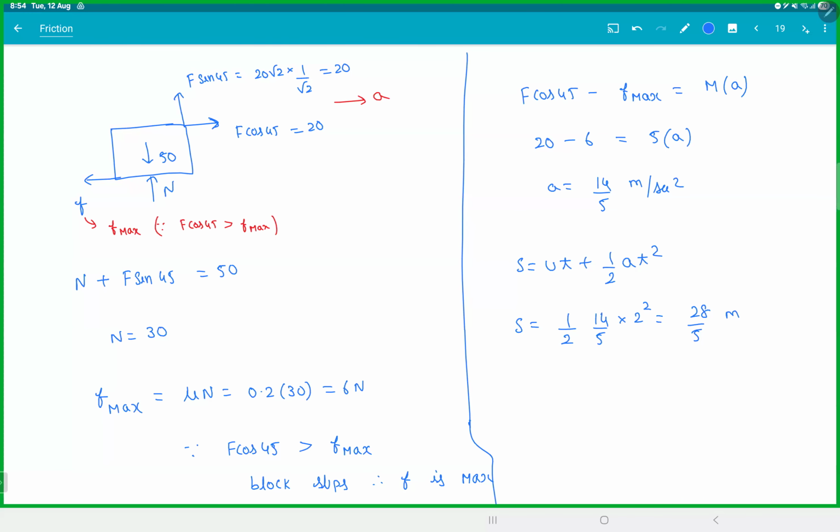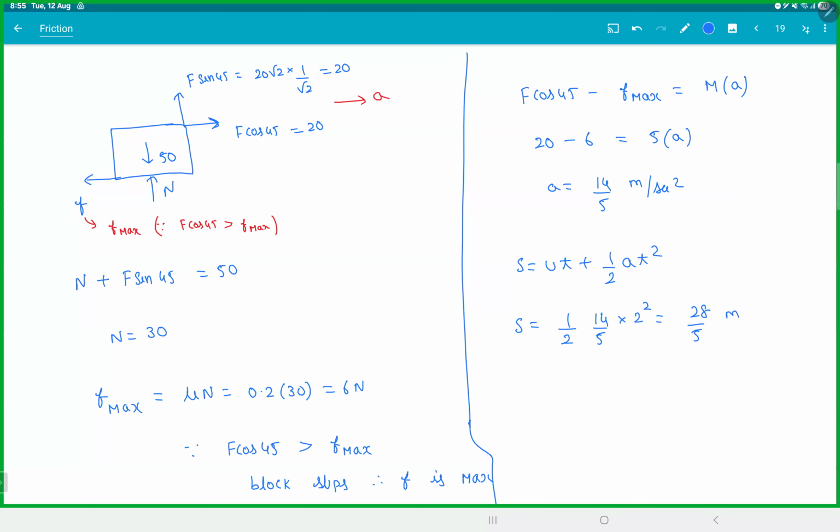So be careful. N is not mg. Don't blindly do that every time. So from the FBD, you have to get the value of N. There is an F sin 45 pulling upwards, so the normal reaction will decrease. All clear with this? So free body diagram, forces, and then kinematics. I hope you're seeing how we are combining everything now. Clear with this? Standard model.